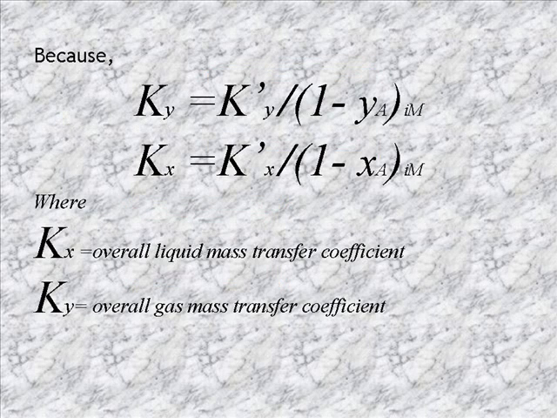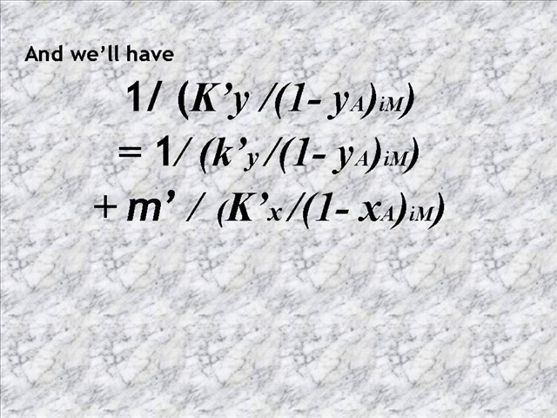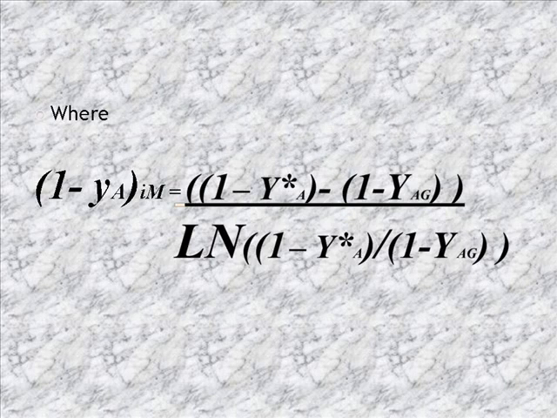Because Ky is equal to K prime Y over 1 minus YA in the interface, and Kx is equal to K prime X over 1 minus XA in the interface, then we'll have the substituted values as the reciprocal of the overall liquid mass transfer coefficient and overall gas mass transfer coefficient in the previous slide, in the form of y equals mx plus b, where Y minus YA in the interface will be equal to the logarithmic mean of 1 minus Y asterisk A and 1 minus YAG.